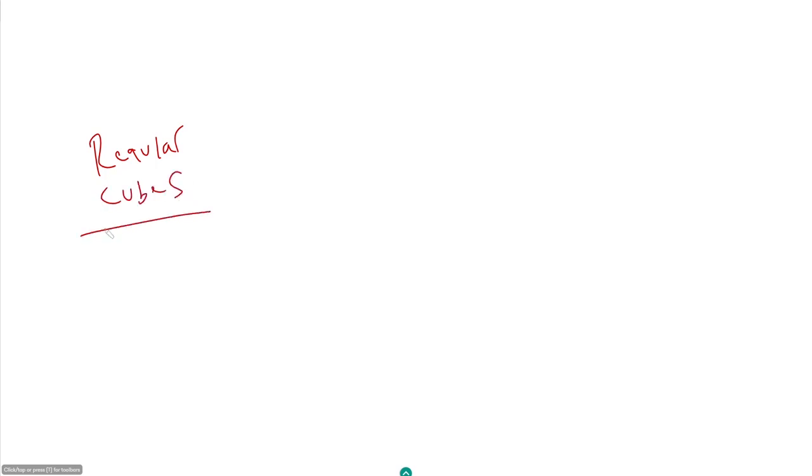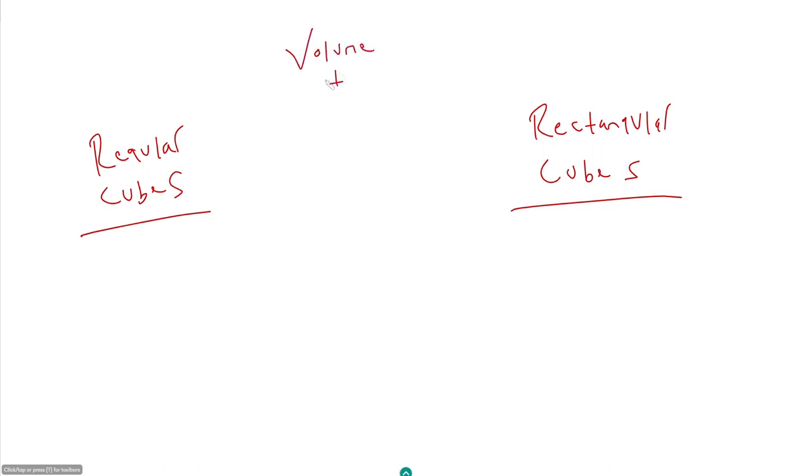Then, less commonly, they'll also ask you about what they sometimes call rectangular cubes. We will talk about both of these here. Now, just like with cylinders, the two things that they most commonly ask about regarding cubes are volume and surface area. So we will talk about how to find those two things for both of these types of cubes.